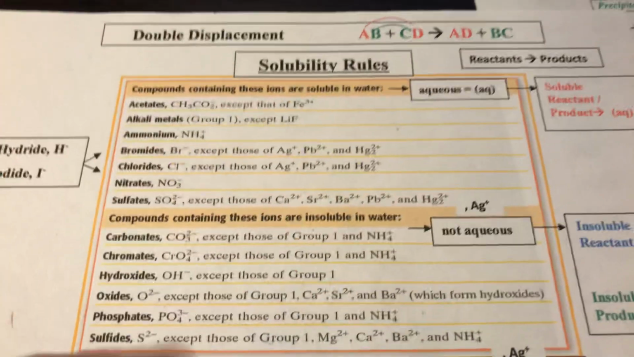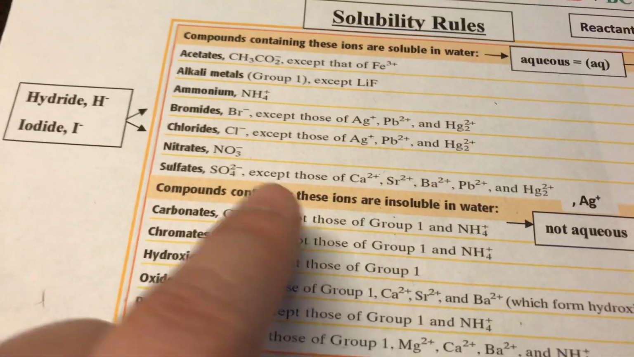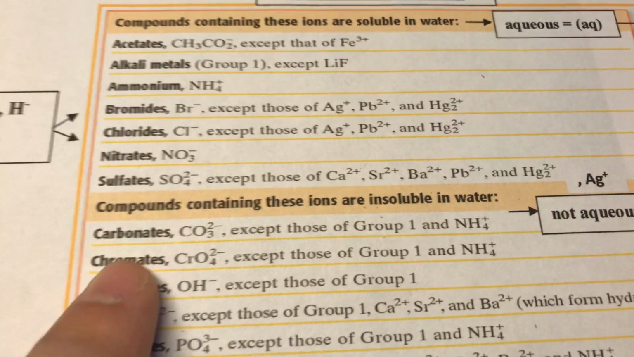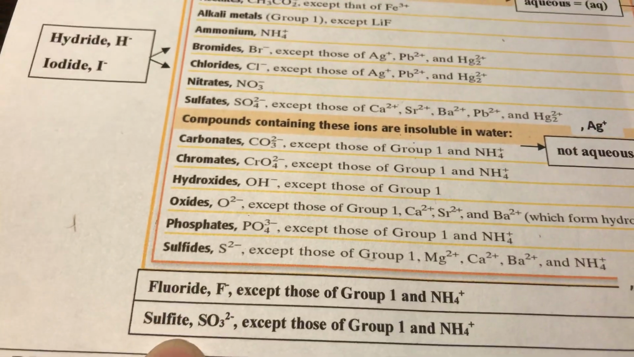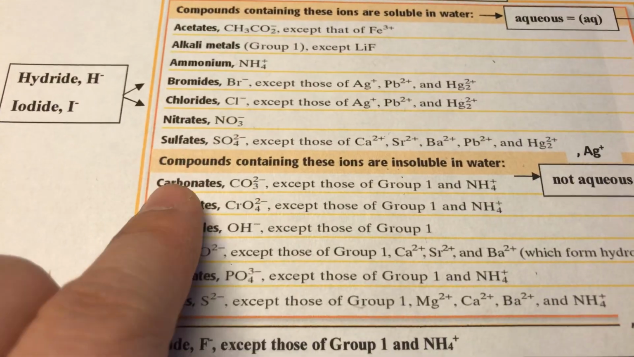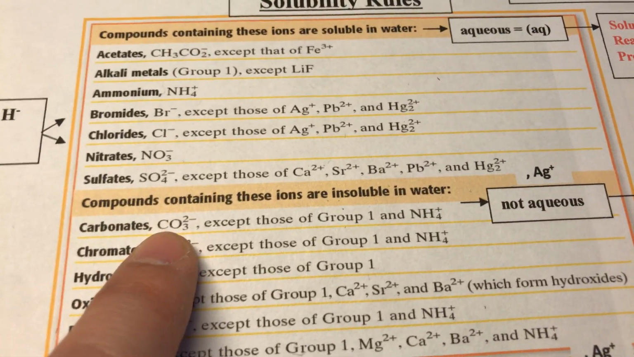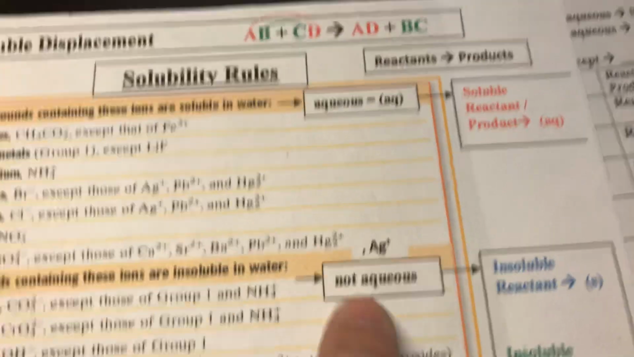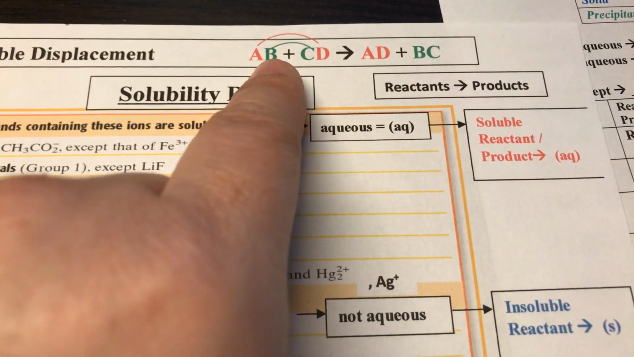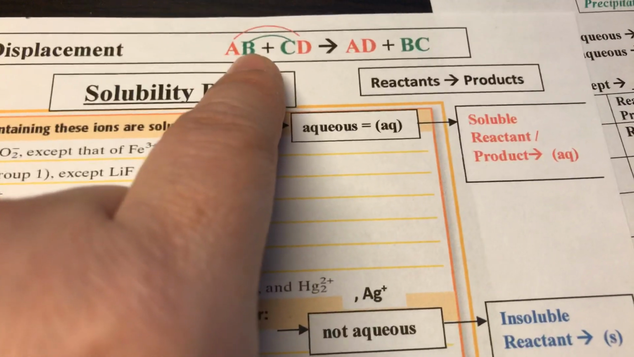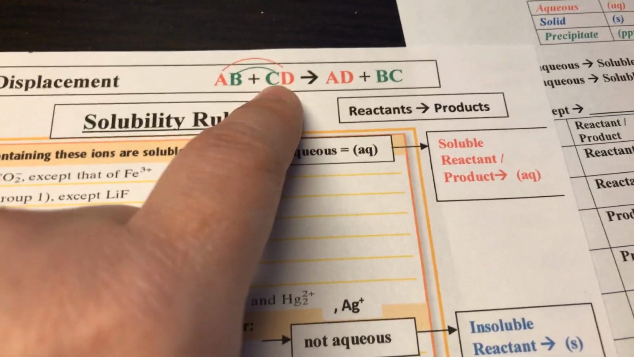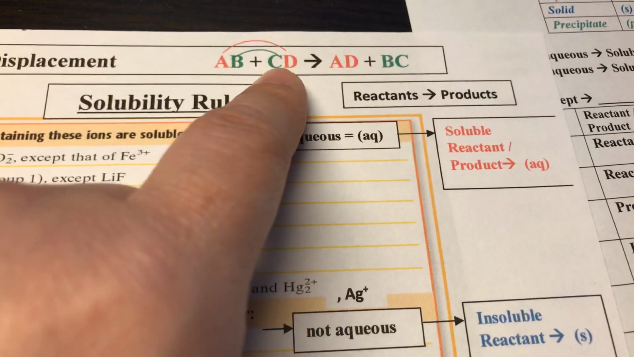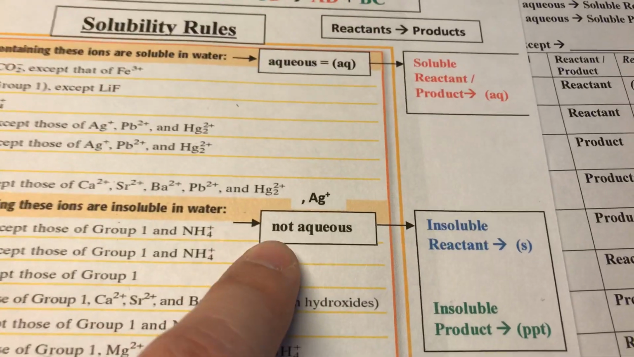Another part is insoluble. Any compound in this list will be insoluble: carbonate, chromate, hydroxide, oxide, phosphate, sulfide, fluoride, and sulfite. Be careful, you're not just looking at the name, but also at the formula with the charge. They are insoluble in water, meaning that when they go into water, they stay as a compound. For example, if CD is put in water, it will stay as CD. It will not separate into C plus and D minus. They stay together, so they are not aqueous.